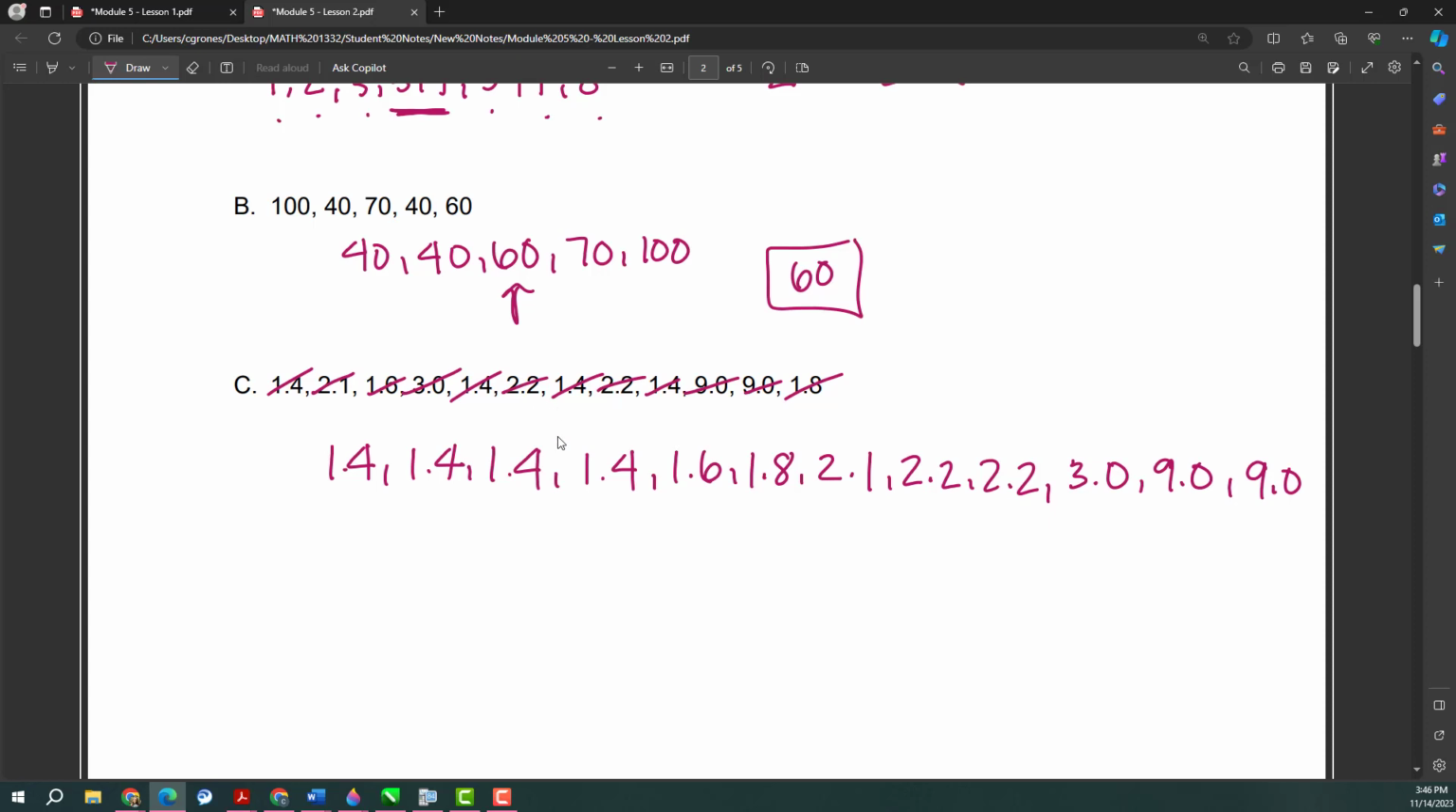So what are our 2 middle numbers? 1.8 and 2.1. Yep. So we would find the average of these two numbers, and you should get 1.95. Everybody okay with this?